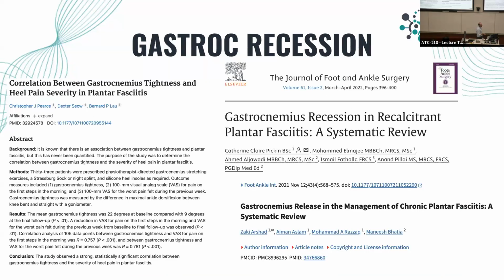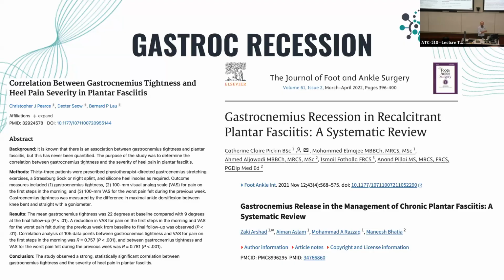So in the early 2000s, people started to think about this, and they started to notice a correlation between isolated gastrocnemius tightness and plantar heel pain. And there's been a couple of systematic reviews which were done in 2021 and 2022, so quite recent. They basically looked at the same papers. One of the reviews had 7 papers that met their criteria, one had 6.